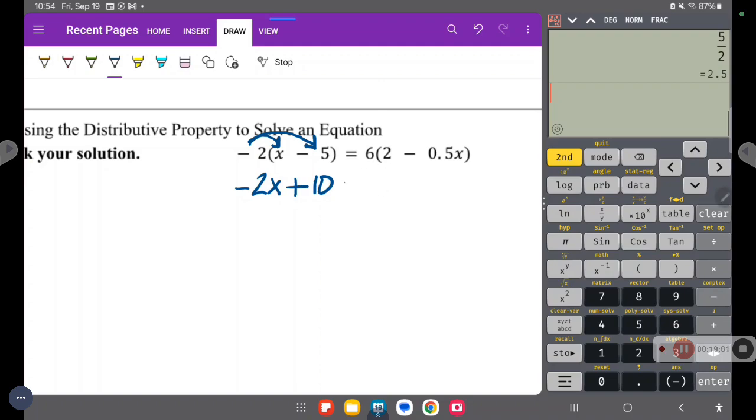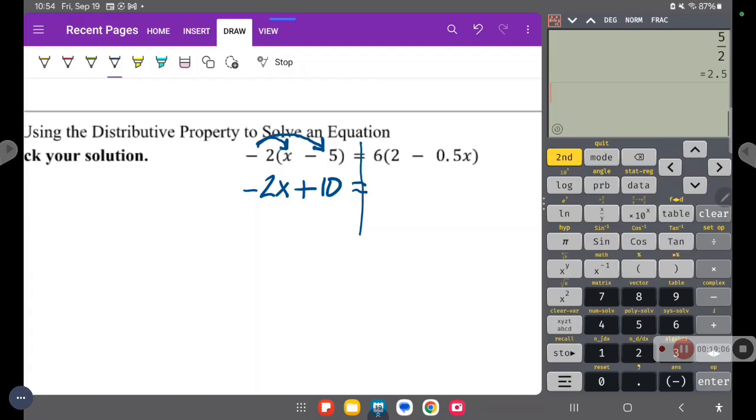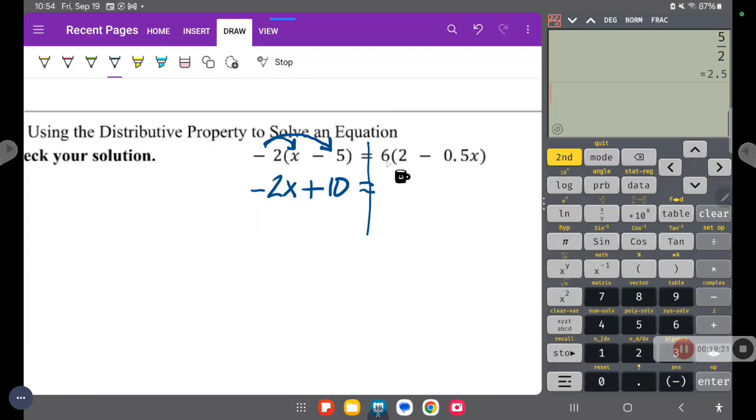Okay, now do the same. We're going to bring down the equals, and then do the same thing on the right side. This time there's a 6 out front, which means you do the 6 times the 2, and then the 6 times the negative 0.5x. So 6 times 2, you should get 12, and 6 times negative 0.5x, you should get negative 3x when you do that.